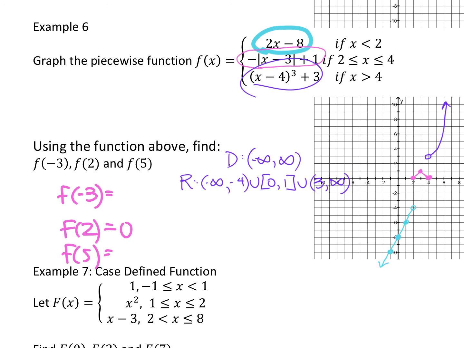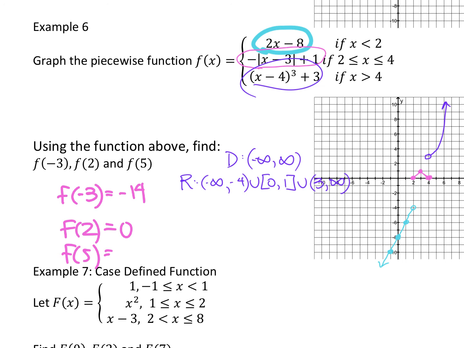2 times -3 is what? -6 minus 8 is -14. So graph or no graph, you just plug it into the section it goes with. Same thing with 5. If you're not sure that this goes through exactly 4, don't guess. Plug it in, okay? So this one, f of 5, I would say, okay, 5 is greater than 4. Therefore, I plug it into the third section.